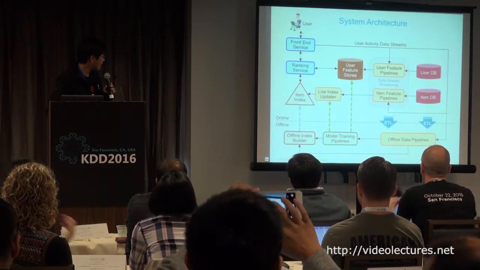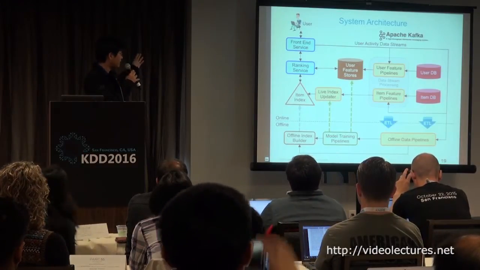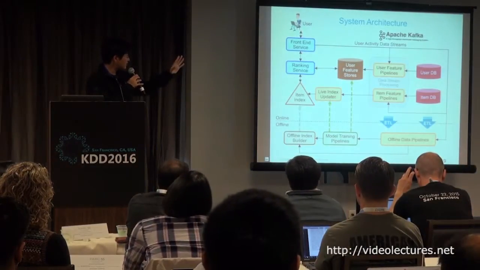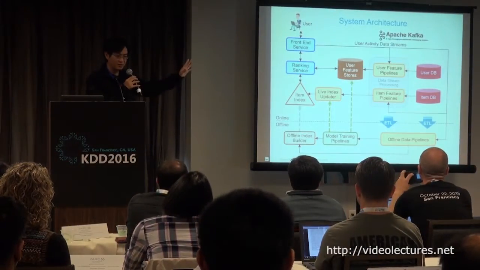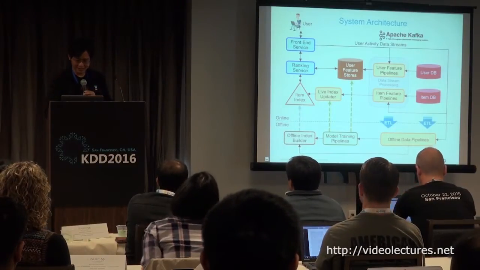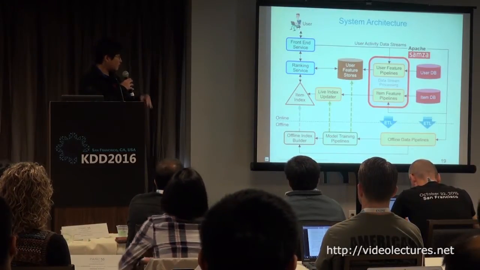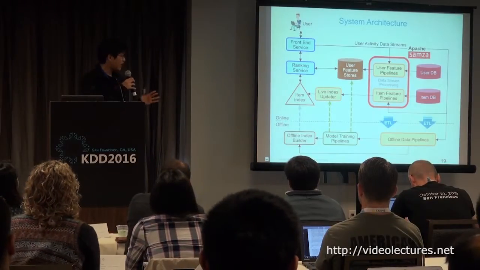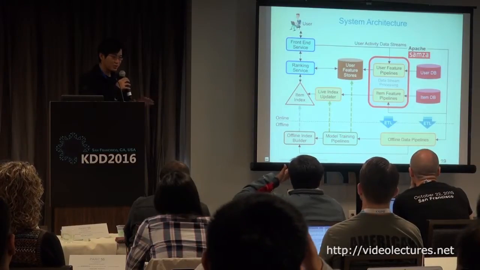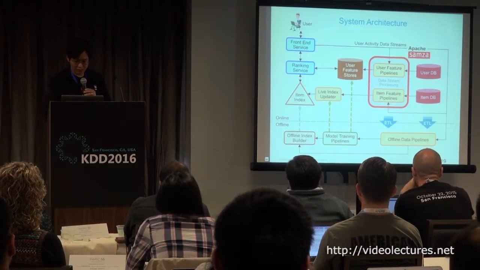We need to collect data from the system. So we need a data collection and delivery mechanism, and that is Kafka, which is an open source project that if you want to try, you can also look at on the internet. After we receive the data, we need to process it to generate features. And Samza is a streaming pipeline that we also open sourced that can help us extract features from different types of items and the users.